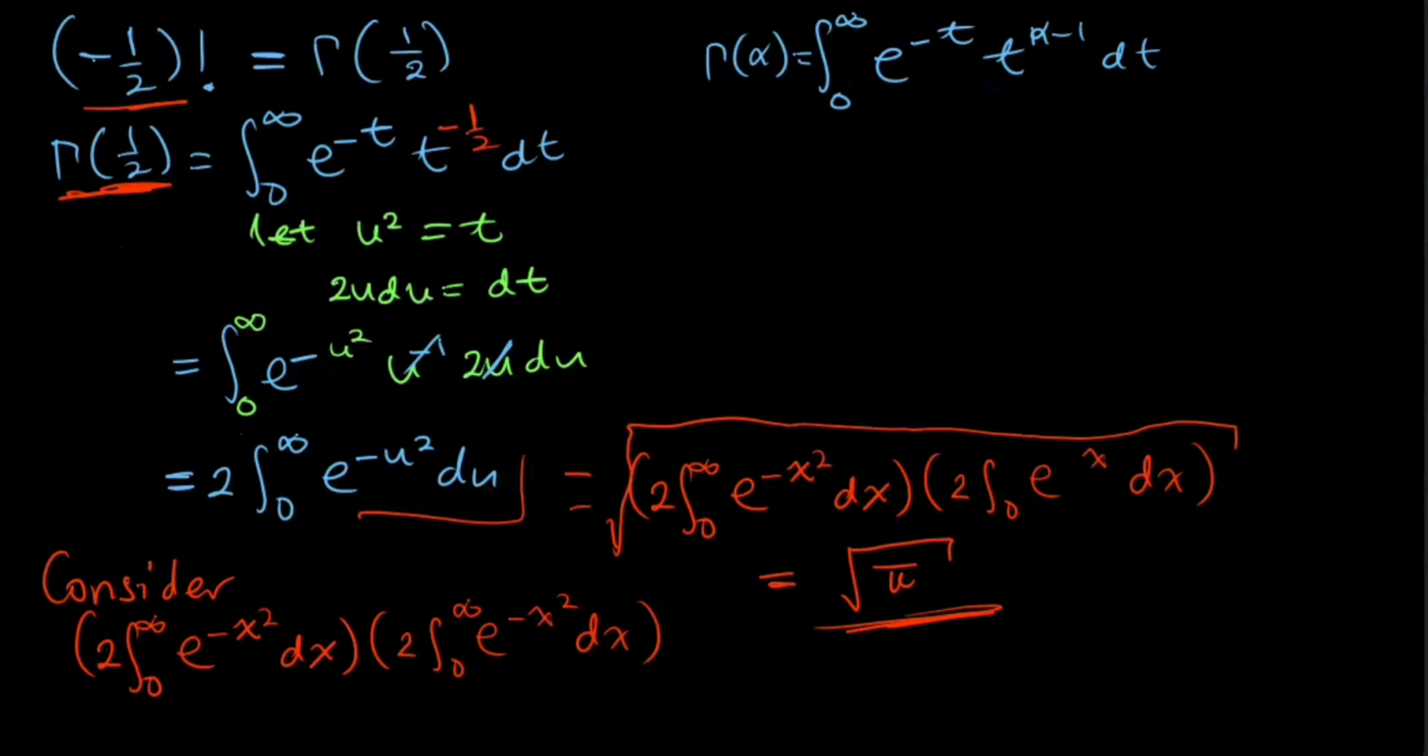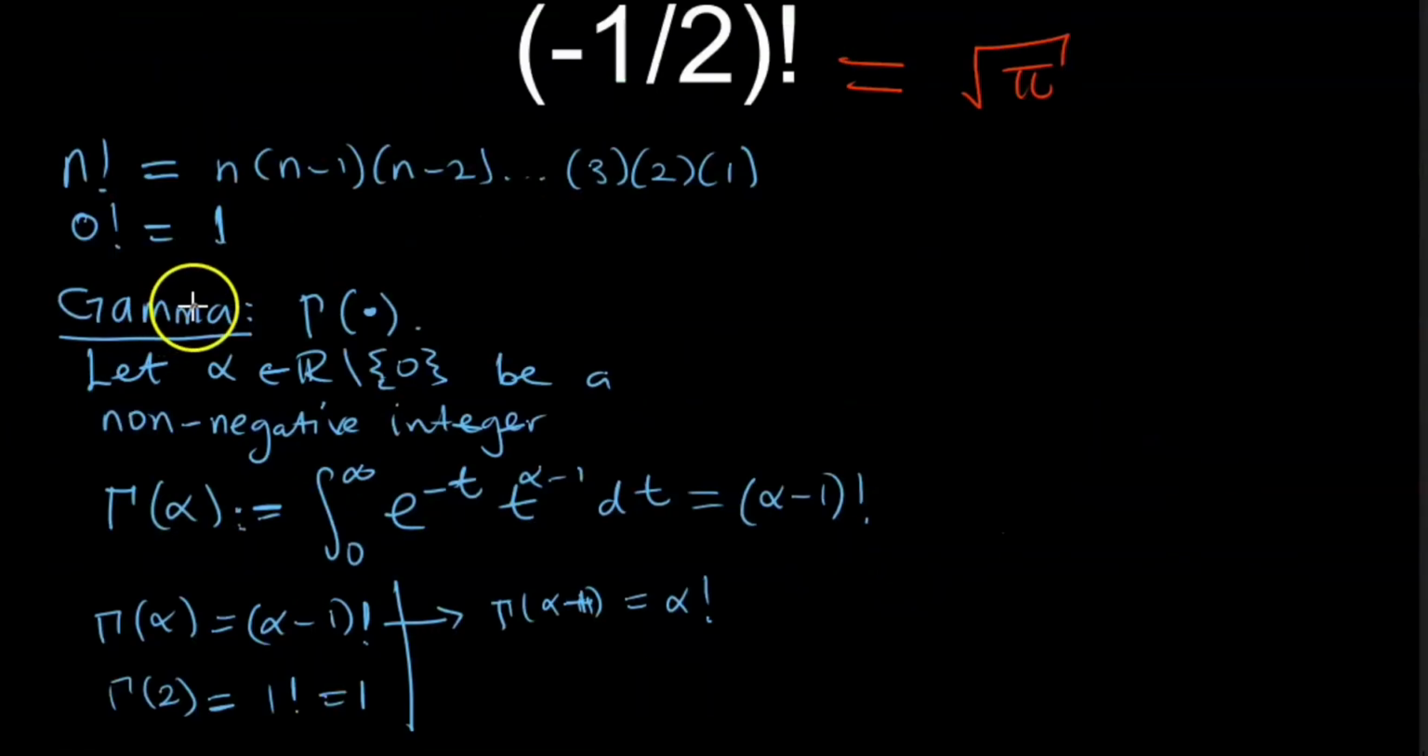I think I cleaned it a little bit. Anyway, it was a really long one. I hope you enjoyed the video. That's how to find the value of negative 1/2 factorial as square root of pi.